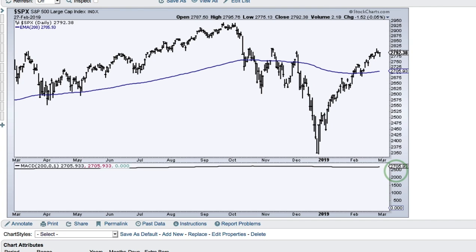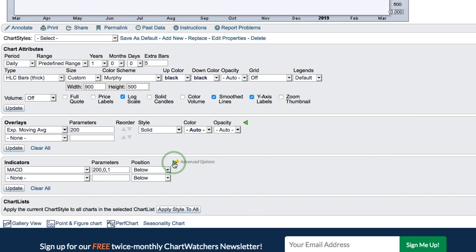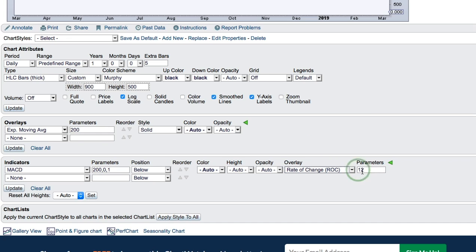Now, if I want to know the rate of change of this EMA to tell me when it has turned up or down, I can add an indicator to this MACD. So in the Overlays section, and if you don't see that, then you need to open the Advanced settings there. So I'm going to click Price Rate of Change, and I'm going to click 10. So that's going to tell me when over a 10-day period the EMA has risen or fallen. And I will click Update.